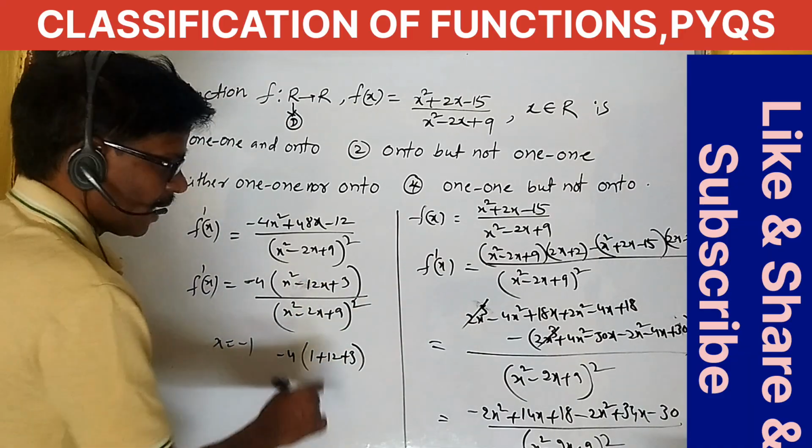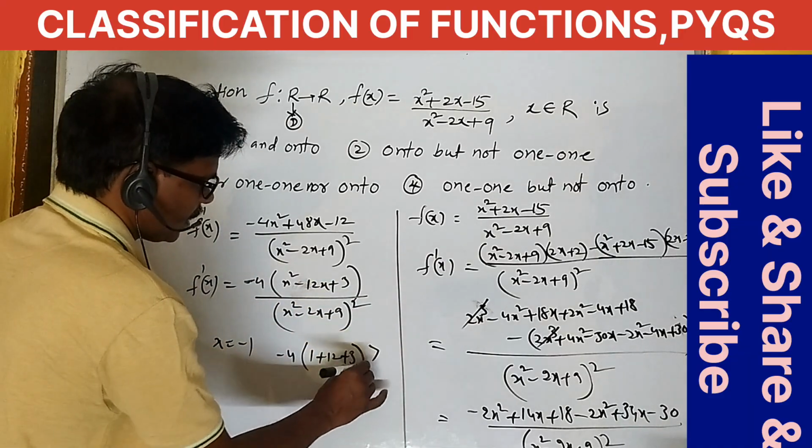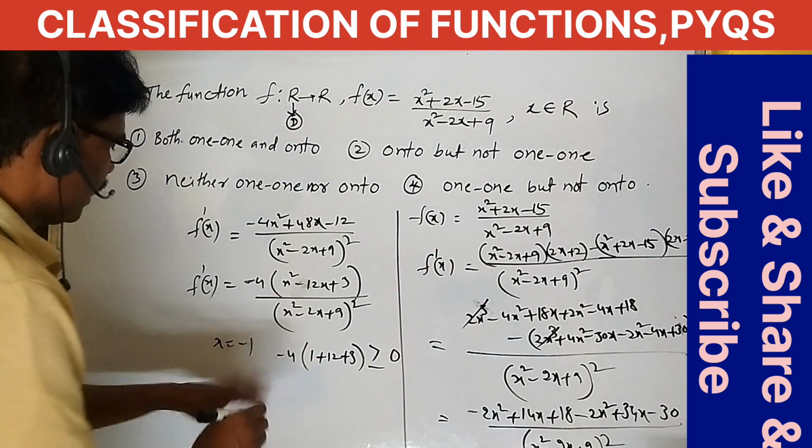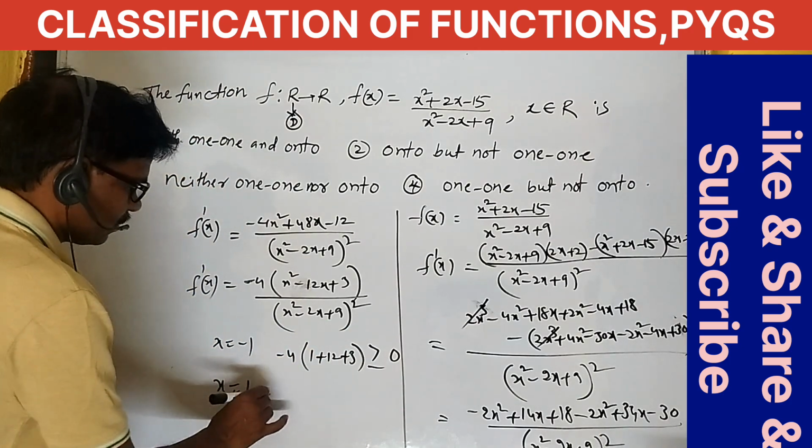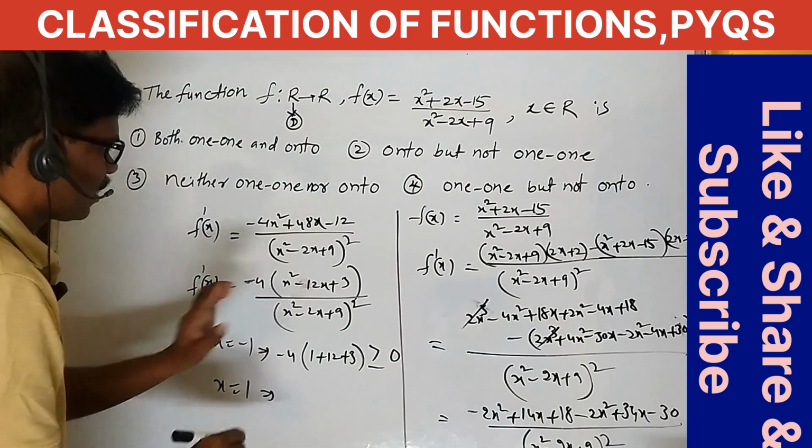Totally, this is the negative value. This is the positive value. This is the negative value. This is less than or greater than or equal to 0. Next, we have x is equal to 1. That implies x is equal to 1, right?